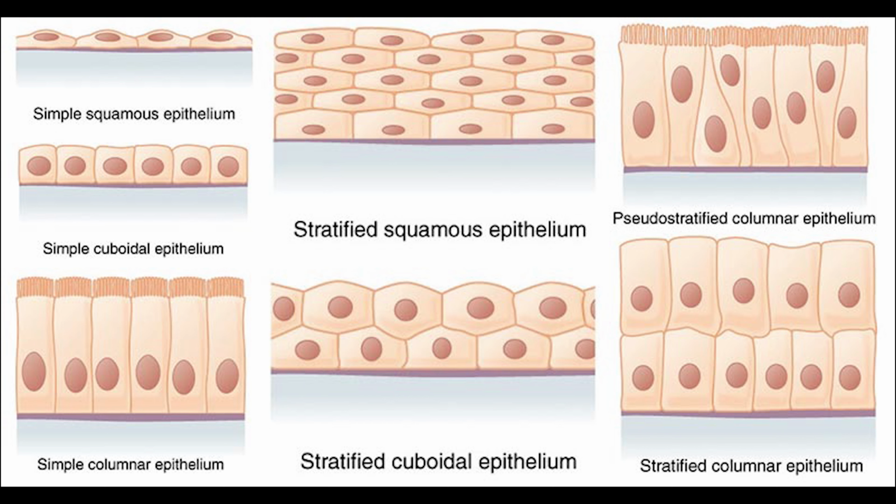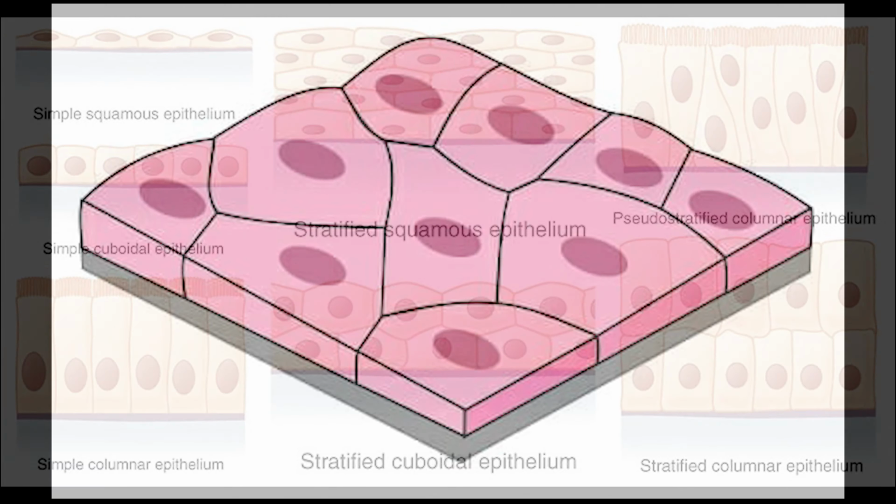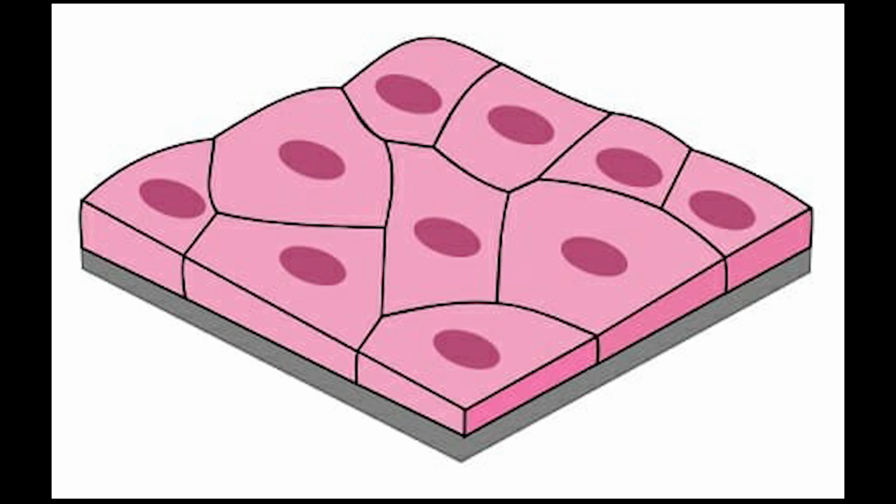The simple epithelial tissues have 3 types and can be differentiated from each other by the shape of the tissue. The first one is simple squamous tissue. It's only one layer of flattened cells. This type of tissue can always be found in the respiratory system and the walls of the blood capillaries.